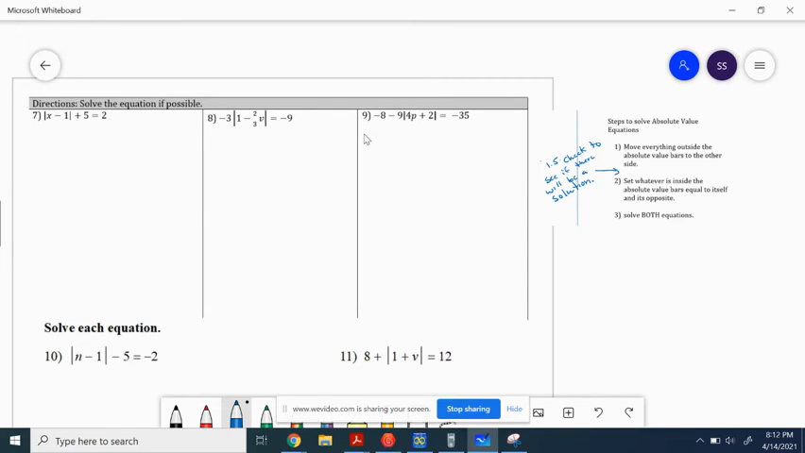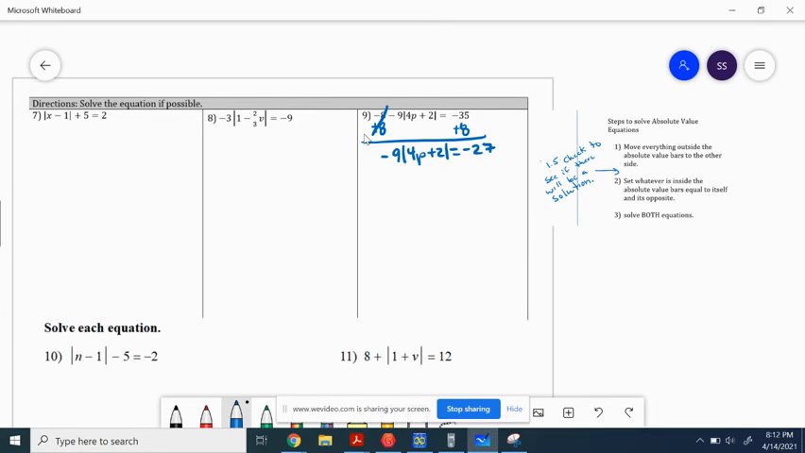So what you want to do here is first get rid of the 8. I'm going to do so by adding 8. On this side it's going to cancel out, and so I'm left with negative 9 times the absolute value of 4p plus 2 is equal to negative 27.